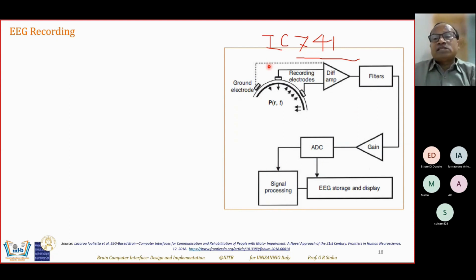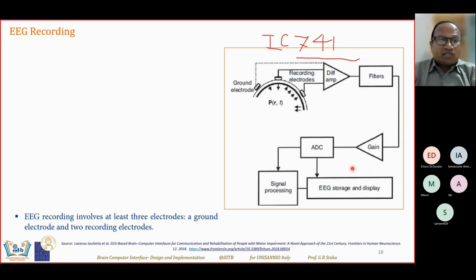So these 3, 4 stages are very important in designing a BCI: electrodes, amplifiers, filters, and analog to digital converters. Of course, then it goes to signal processing. Signal processing is a broad area that of course involves feature extraction, and that is then grouped together as feature vectors, and they are sent to the next stage.